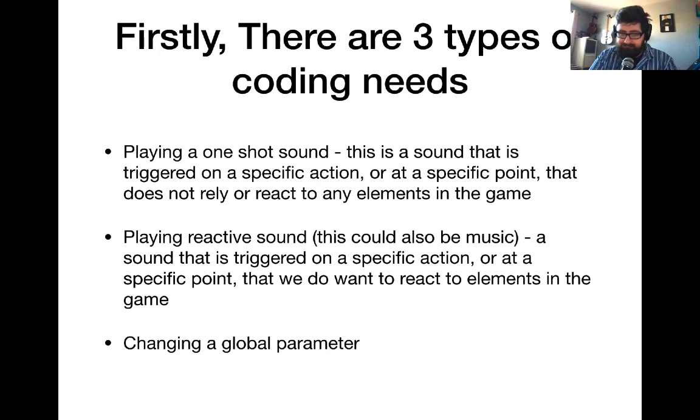So to wrap up, this is exactly what we've gone through. And this should be everything you need to do basically for CA2. If you want to get more creative, you can push it outside your bounds. But for the minimum requirements, this is everything you need. There are 3 types of coding. We can play a one-shot sound. We can play a reactive sound. And we can change a global parameter. And we're doing all this with our coding. And that should give us everything we need just in purely coding.